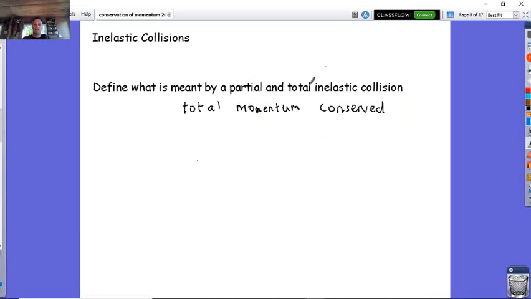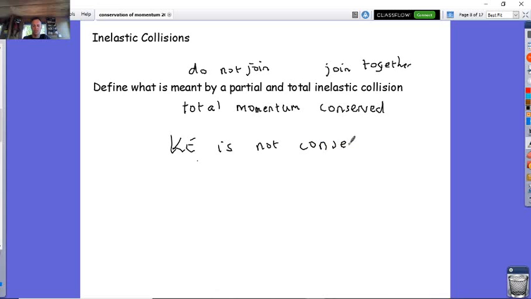But if you had a total inelastic collision, they're going to join together, and they're always going to join together. And this one is the partial, where they do not join together. But your kinetic energy is not conserved in both. And they will ask you in exam questions the definition of these partial and total inelastic, and also an elastic collision.